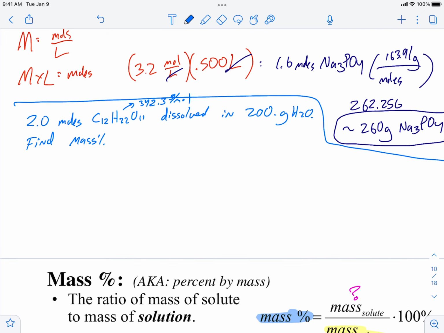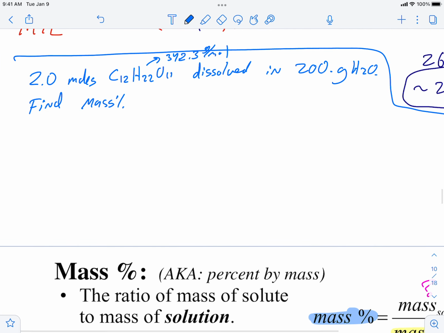Okay, take a second. See if you can come up with the answer. Think about what you need for mass percent. You need mass of solute. You were not given mass, you were given moles. So what's the first thing you should do?